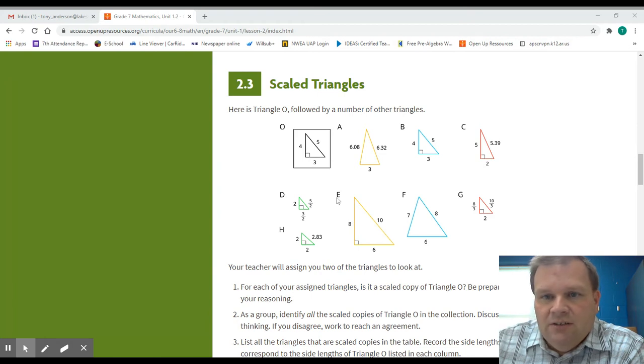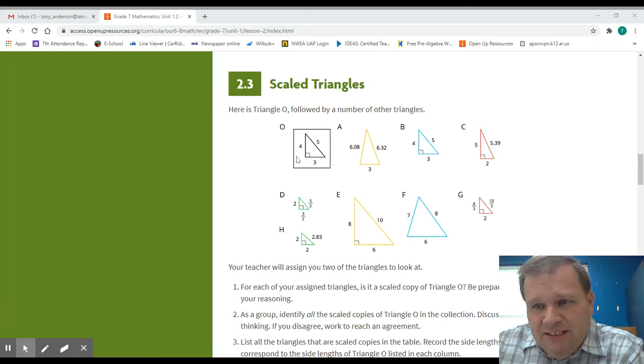They're not distorted. But if I go to the sides, the length of this side is 4. Its corresponding side here is 8. It's doubled. It's multiplied by 2. 4 times 2 is 8. Is that true for the rest of them? Well, the base length is 3. 3 times 2 is 6. And then this side right here is 5. 5 doubled would be 10. You multiplied each of those sides by 2.